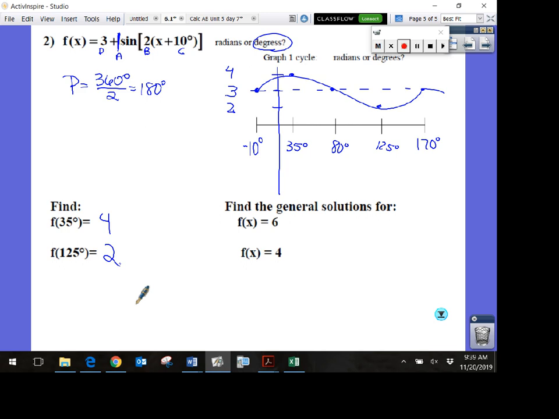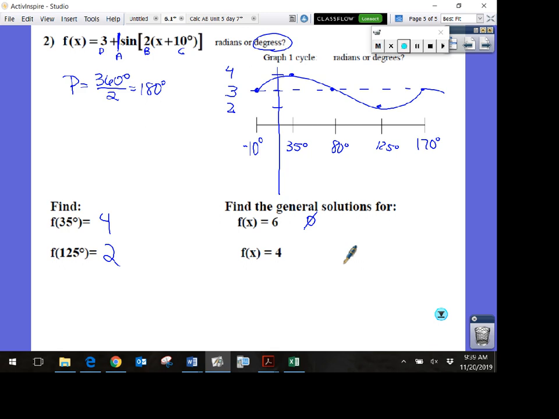Now, the general solutions. These are finding all of the answers that could make this happen. Over here, you're only going to have one answer. It goes back to, is it a function? There is only one y value for each x value. But there can be a lot of x values for one y value. It just goes back to your vertical line test. So when is the function equal to 6? Never. So what are the solutions? There aren't any. No solution.